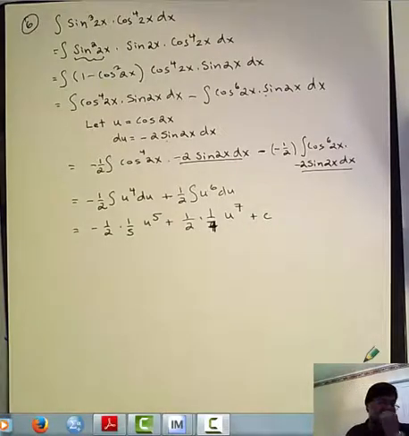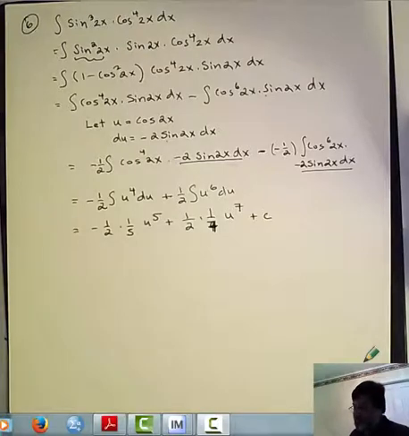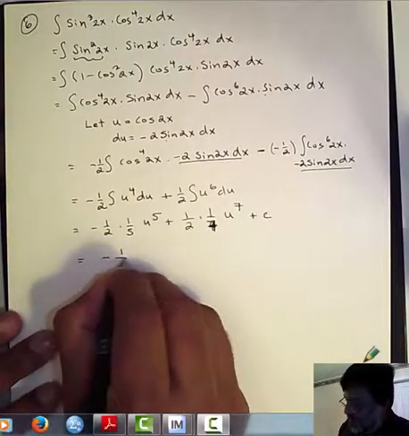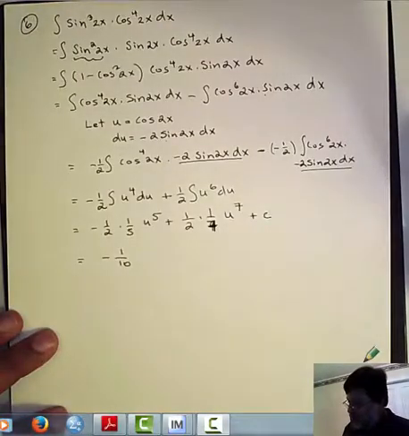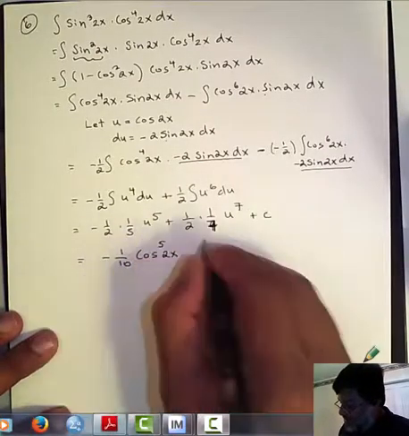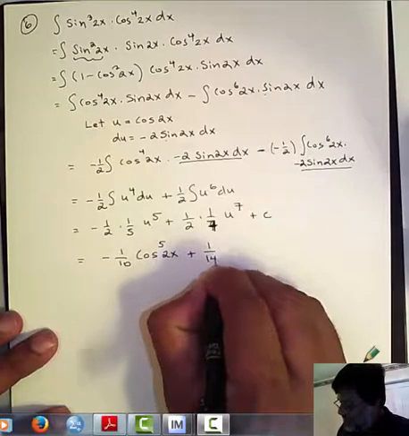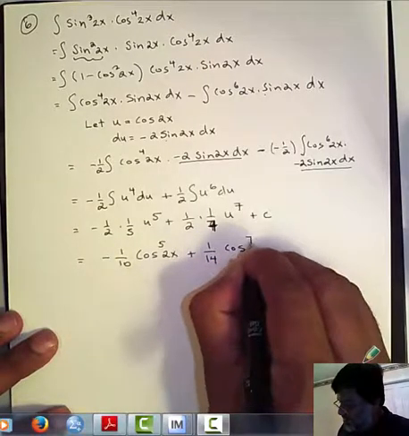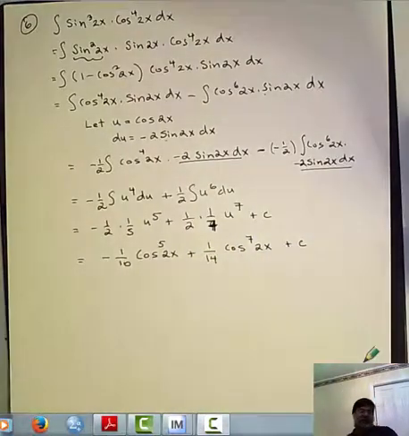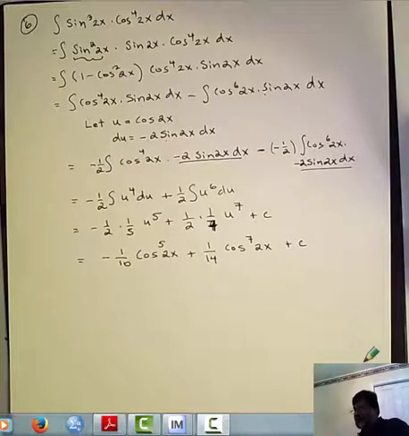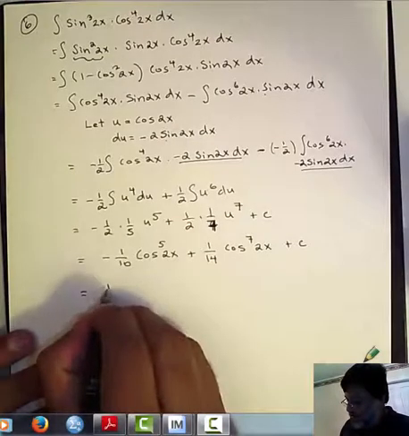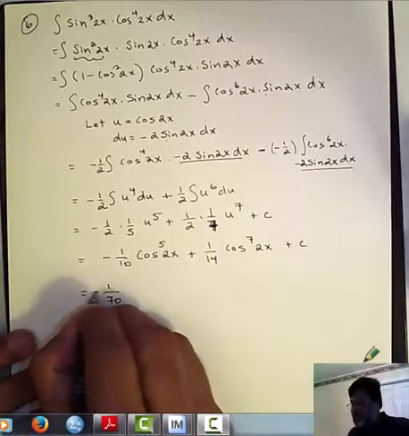Alright. Now we've got a little bit more to go here. So let's make this negative 1/10. Replace what our u was. u was cosine 2x to the 5th. This is 1/14 cosine 7 2x. Alright, so we can take the common denominator of 10 and 14. That will be what? 70? Yeah. So what if I took out negative 1 over 70?